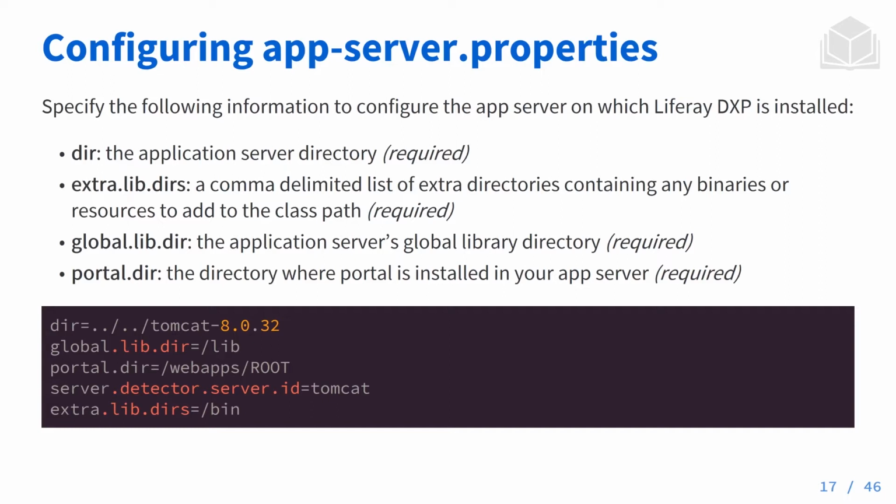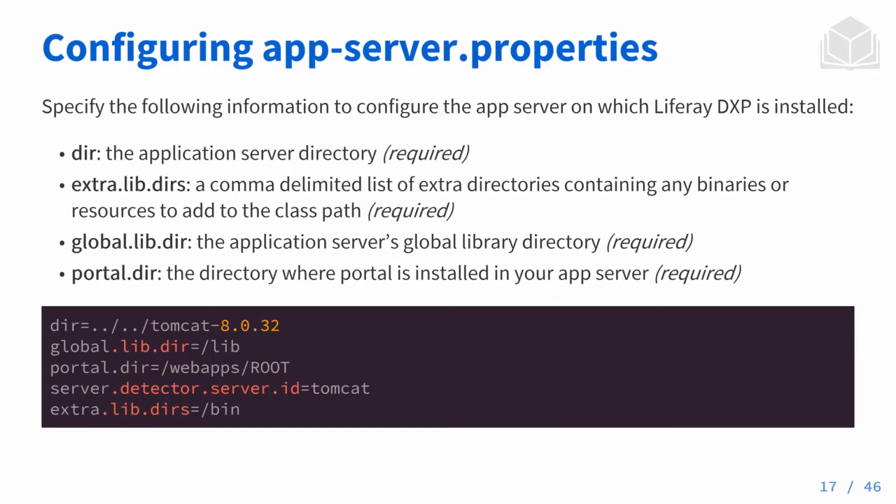So as we talked about, appserver.properties is where we configure some of the details of the app server to let the database upgrade tool know about it. More specifically, we need to specify the directory of the app server. So where is it? And you'll see here in the first property, we're pointing to Tomcat. Yours might be a little different depending on which Tomcat version you may or may not be running. The next one here that we see in the list, global lib dir. This is just showing where our global libraries are located.